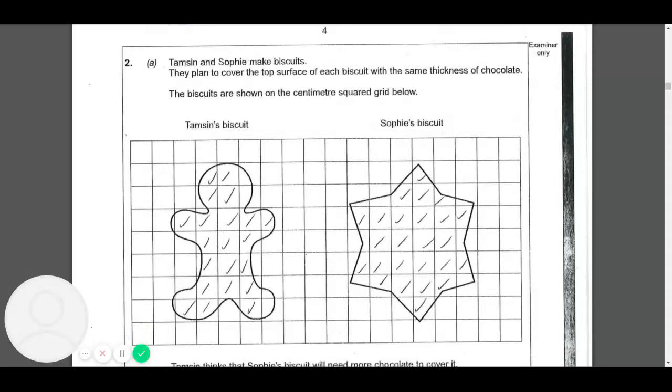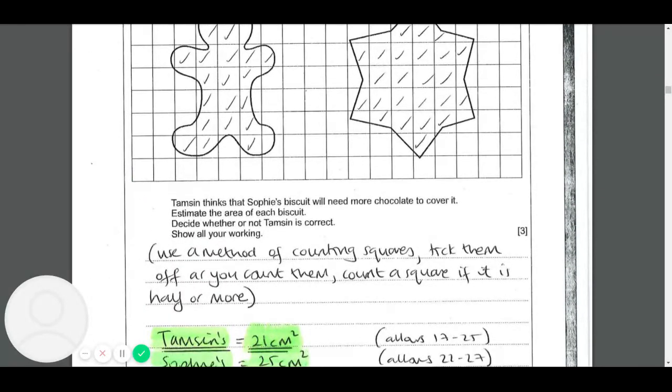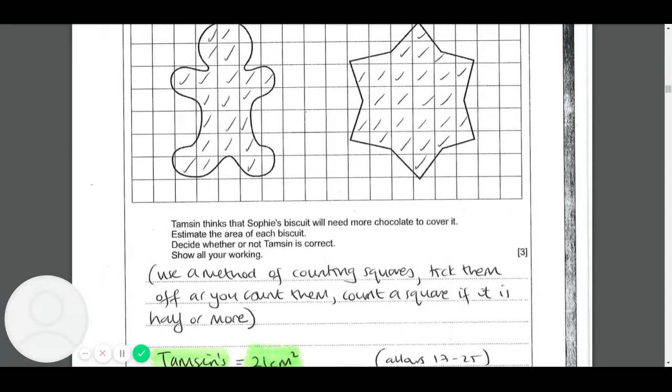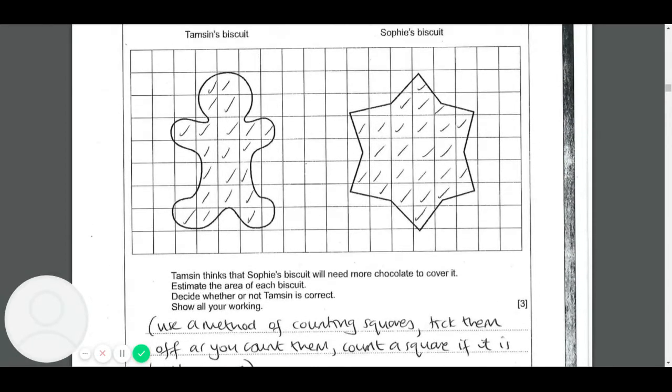Right, question 2. Tamsin and Sophie make biscuits. They plan to cover the top of the biscuits in the same thickness of chocolate. The biscuits are shown on a centimetre grid. Tamsin thinks that Sophie's biscuit will need more chocolate. Estimate the area of each, decide whether she's correct or not.